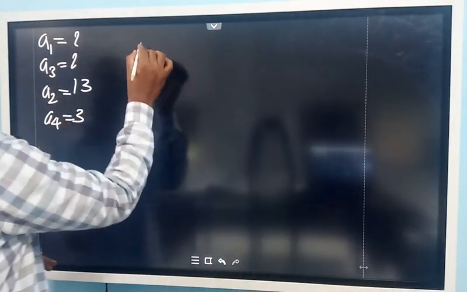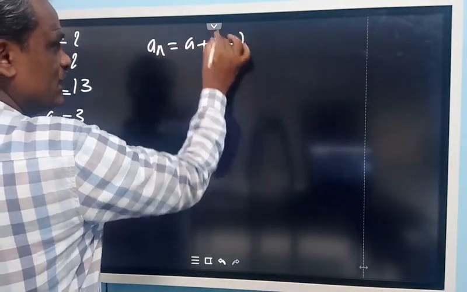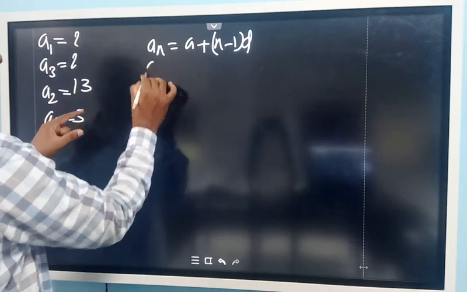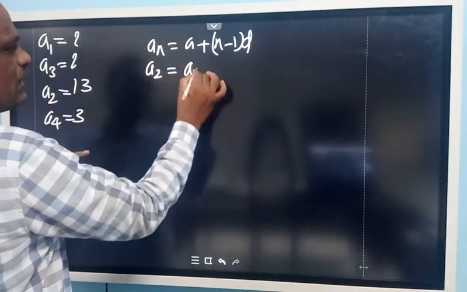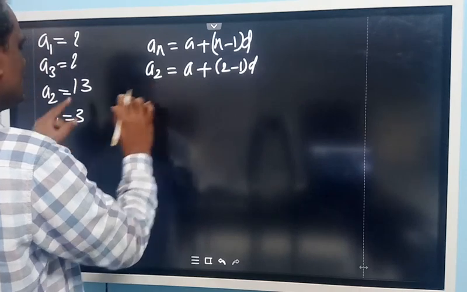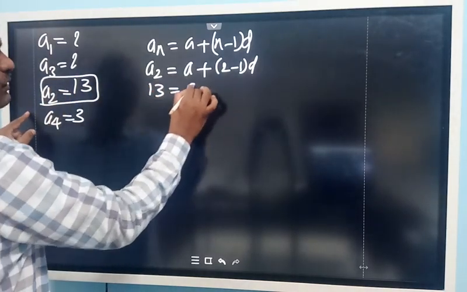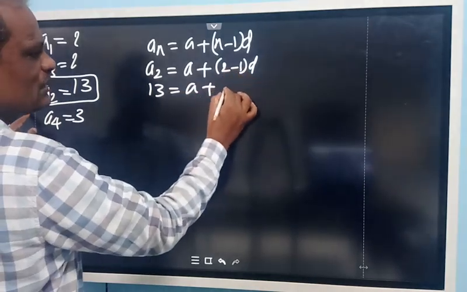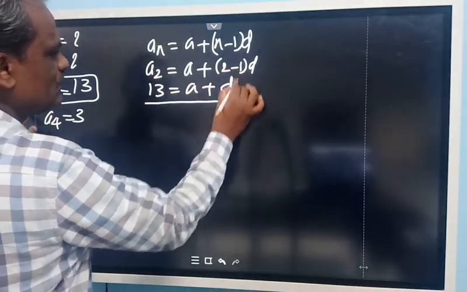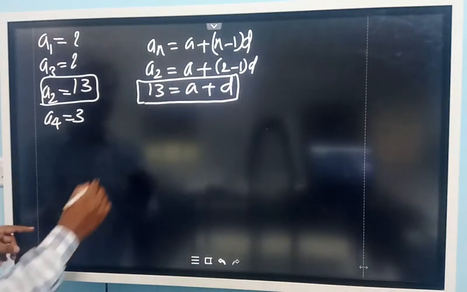So A2 is 13, and we have An is equal to A plus (n minus 1) into D. You substitute here A2. A2 is nothing but A plus (2 minus 1) into D. So A2 is given, in place of A2 you write 13. 13 is equal to A plus 2 minus 1, that is 1D. So A plus D is equal to 13. This is the first equation.